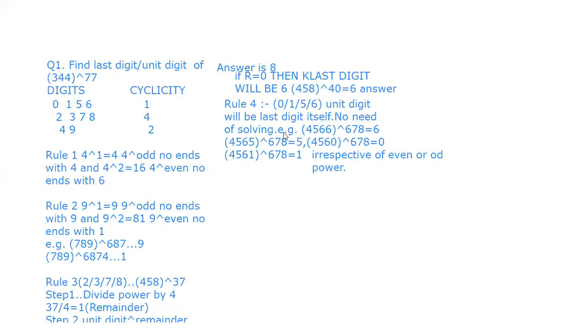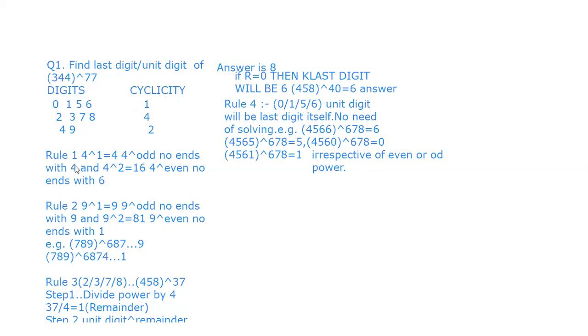As you can see on the screen, there is one table. It's written digits and cyclicity. So I have written numbers from 0 to 9: 0, 1, 2, 3, 4, 5, 6, 7, 8, 9. And you just have to remember the number 142. We will use these cyclicity numbers 142 to find the last digit of a number. So we will discuss all the digits first.